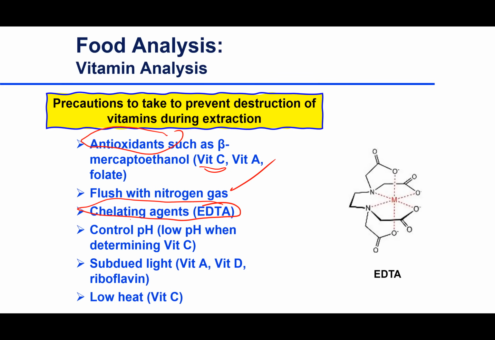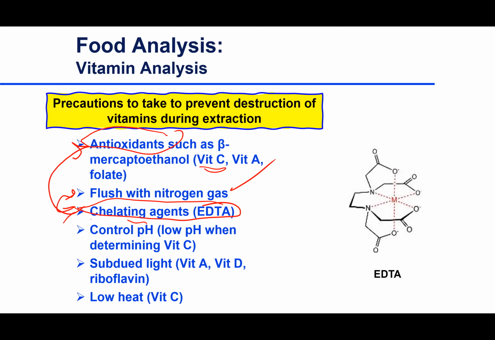So that's exactly right. So it is often used in conjunction. They often do both of those, as well as this. These are all related to preventing oxidation. So antioxidants, flushing with nitrogen, using chelating agents, those are all for the same goal of reducing oxidation.